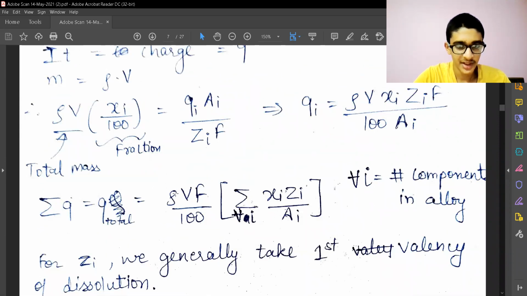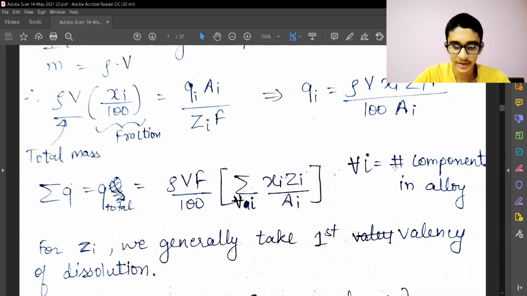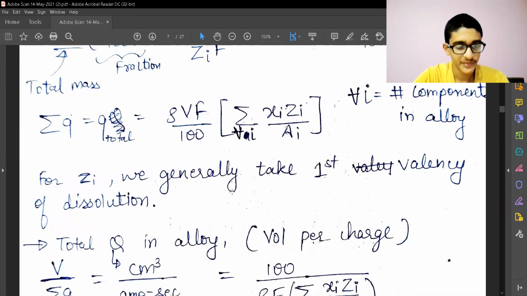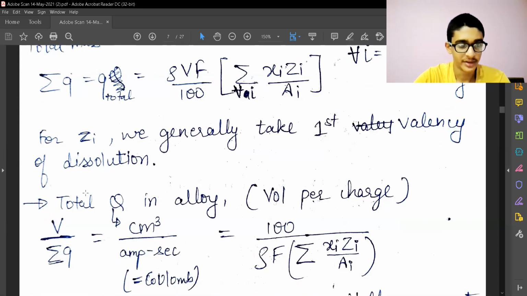For total charge, I can take rho V into F upon 1000, where V is the volume, upon 100, and in brackets the summation of all Xi Zi by Ai. All values of i are the number of components in my alloy. I can have an alloy in which there are 10 elements present, so I need to do the summation for 10.